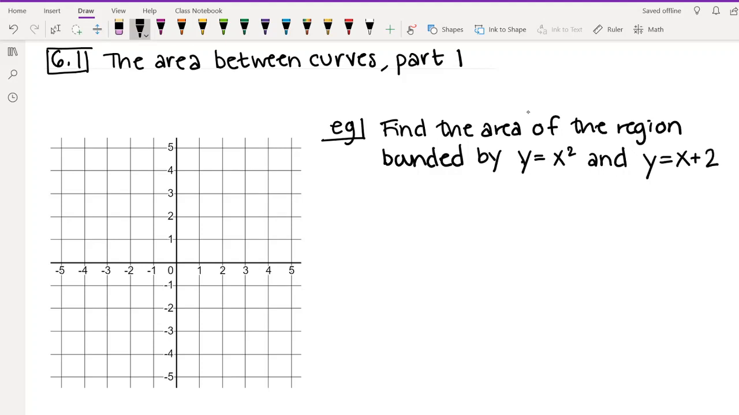So let's start by sketching this region and seeing what we're looking at here. So y is equal to x squared. We have a parabola, right? So here's y is equal to x squared. Okay. So there's our first function, and then we have y is equal to x plus 2. So that's going to be a line with a slope of 1 and a y-intercept of 2. So that's going to look like this.